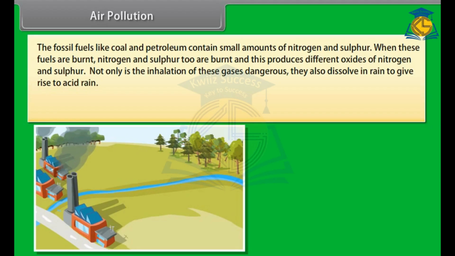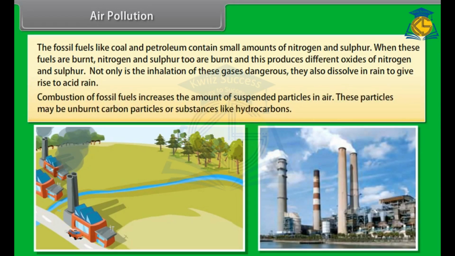Not only is the inhalation of these gases dangerous, they also dissolve in rain to give rise to acid rain. Combustion of fossil fuels increases the amount of suspended particles in the air. These particles may be unburnt carbon particles or substances like hydrocarbons.